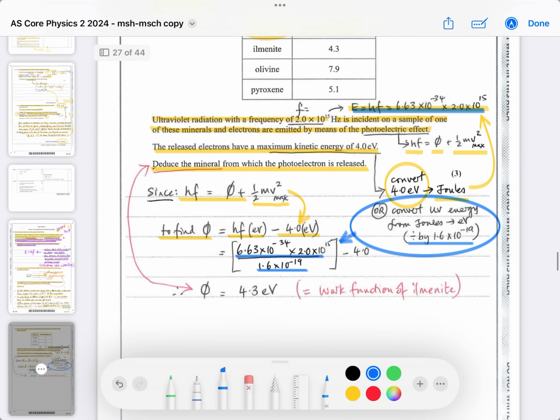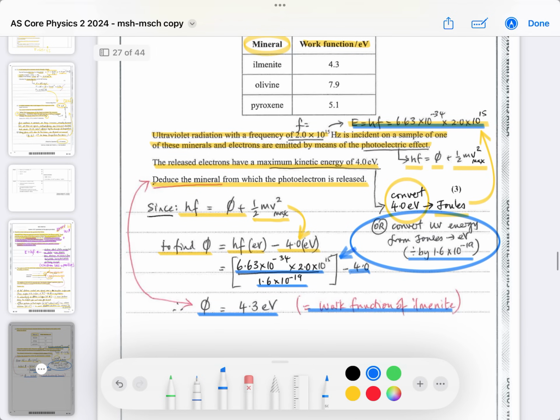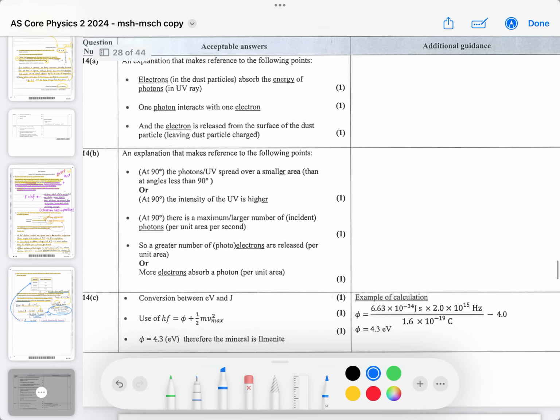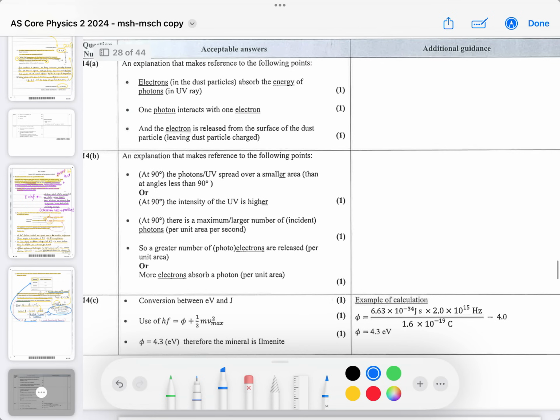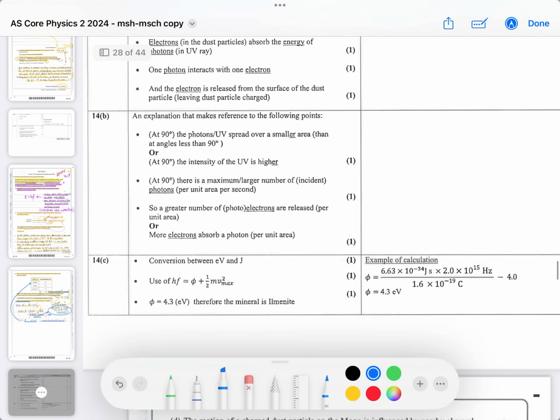Once you do that, put the numbers in a calculator and then take away 4, you will be left with 4.3 electron volts. So that's equal to the work function of the first mineral, called ilmenite. So therefore you can show that you've deduced that the mineral is ilmenite. And that takes us to the mark scheme for 14A, B, and C. I'll let you pause the video if you want to take a longer look at it.